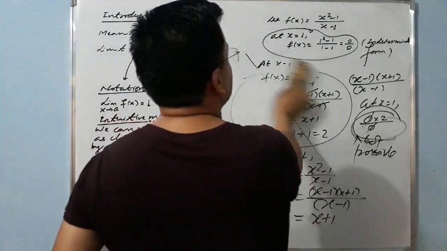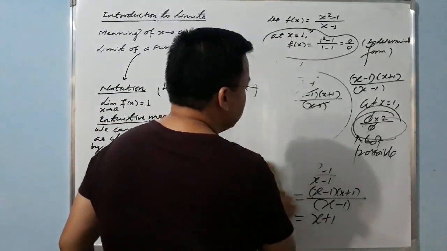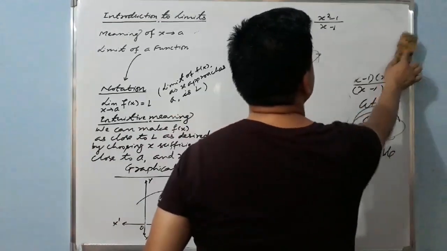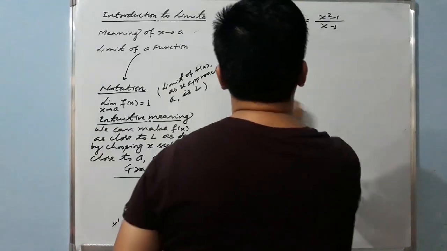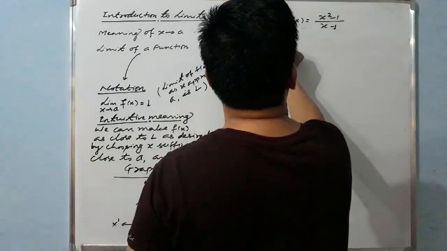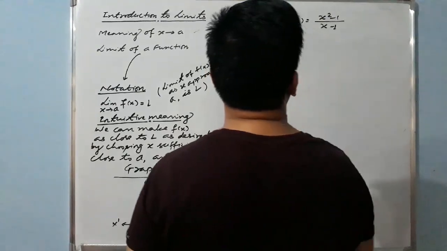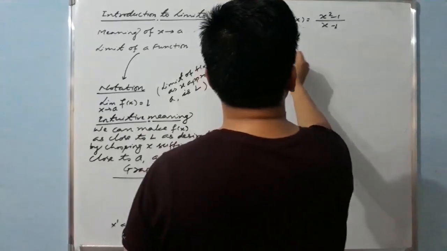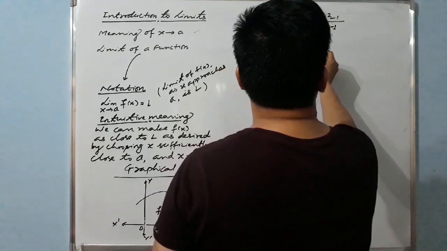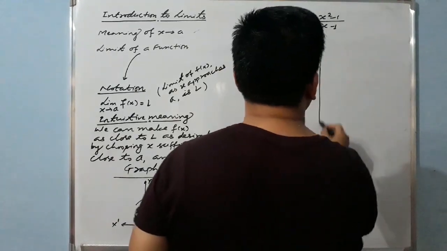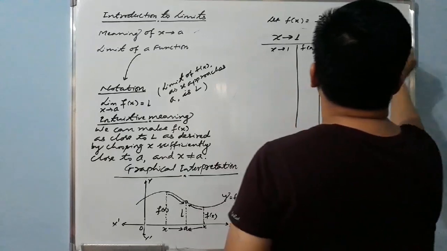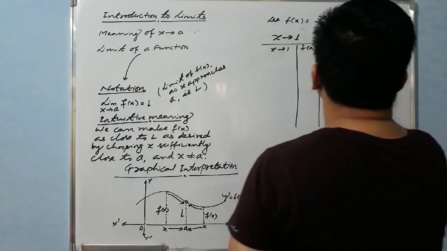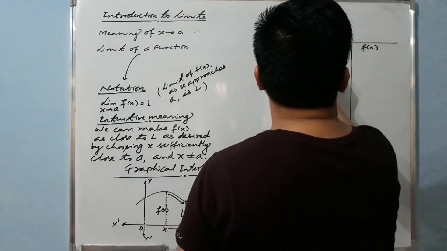Let's say then, what can we find out? Can we find the limit here? Can we find the value of the function if x approaches 1? If we take x tends to 1, can we find out? Then let's see. Let me make a table here, x tends to 1, and here f of x. f of x means x squared minus 1 upon x minus 1.